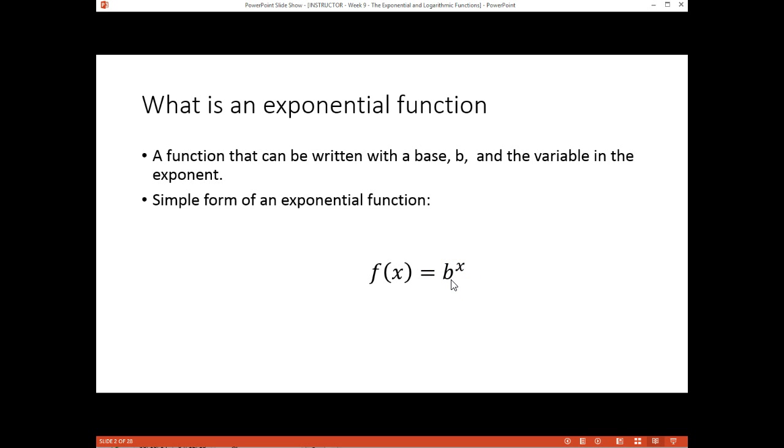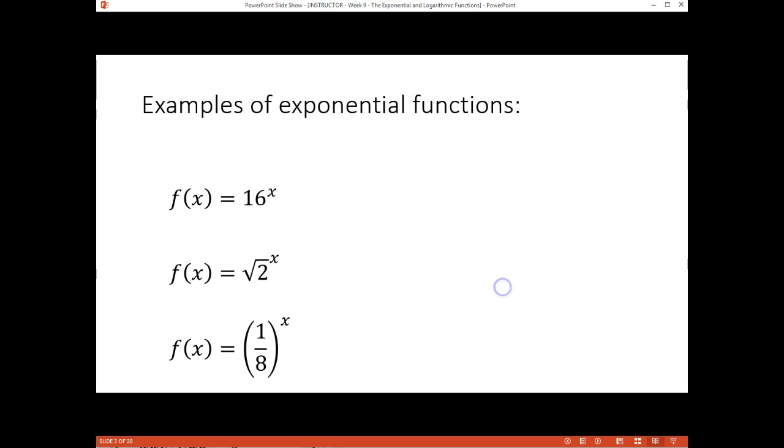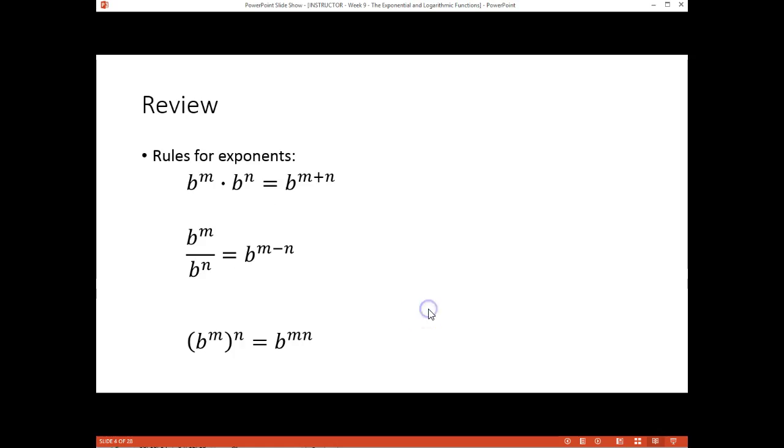It could be any constant. It could be a 5, it could be a 2, it could be a 1/2. But we want to look at it in the general term to begin with. Examples of exponential functions. We have f of x is 16 to the x power, f of x is square root of 2 to the x power, and f of x is 1/8 to the x power. Again, just emphasizing that our base can be any number we care for it to be, and again, our variable is in our exponent.